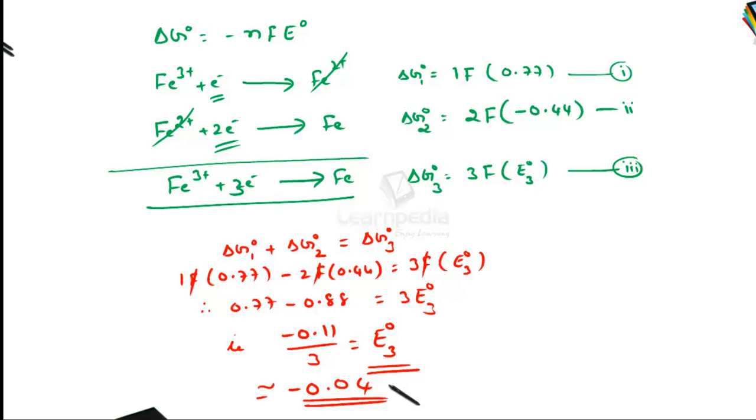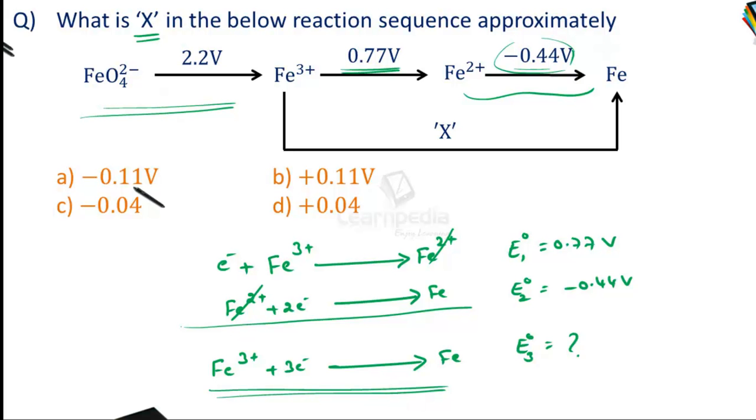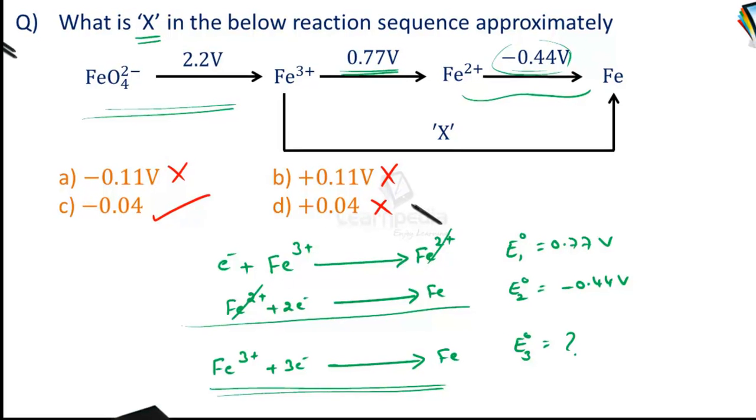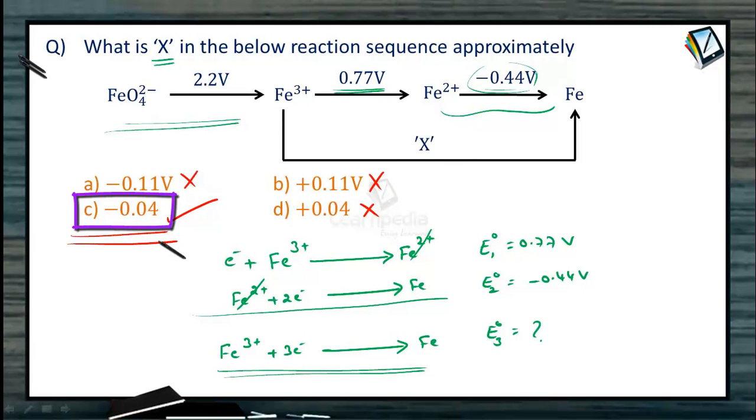Now let us see the options. It is given that -0.11 divided by 3 is supposed to come. Plus 0.11, no. Therefore -0.04 volts is the answer. And +0.04 is given, therefore this is wrong. So C is the right option.